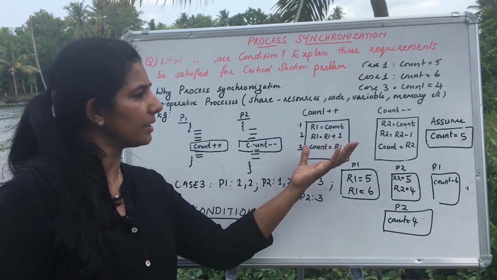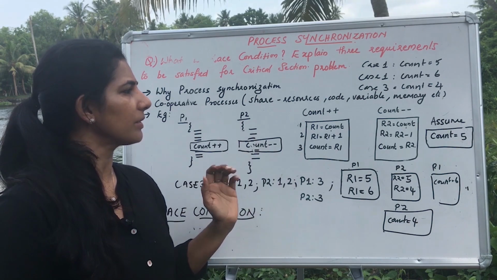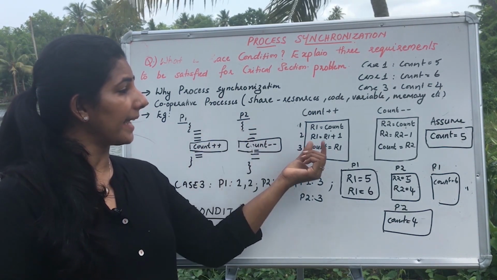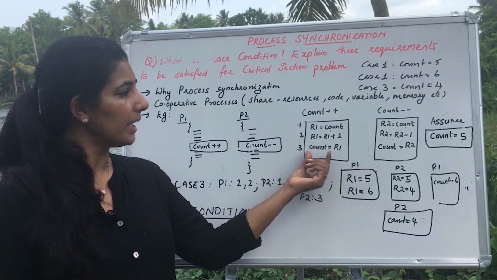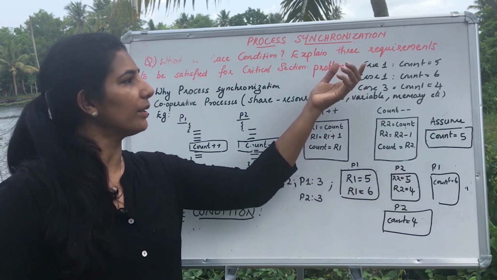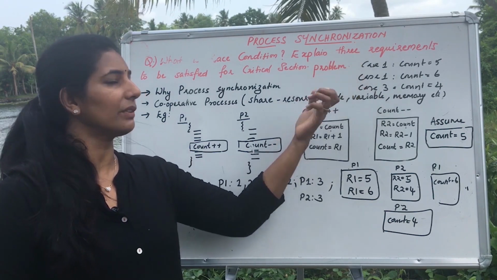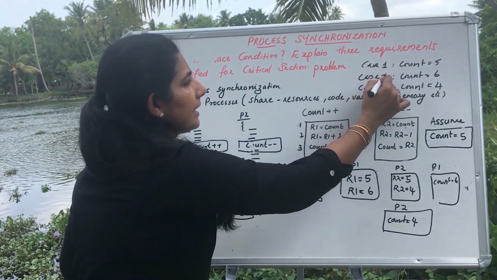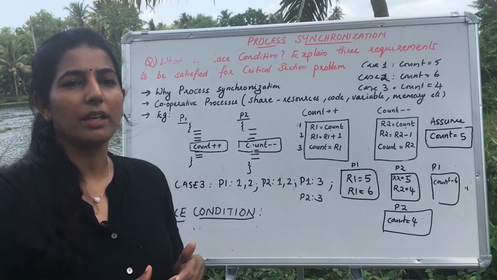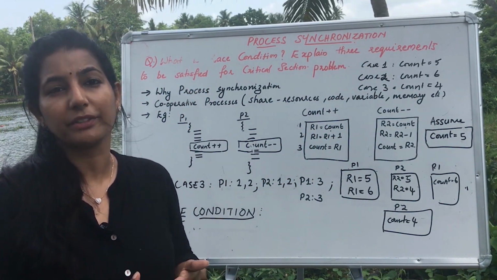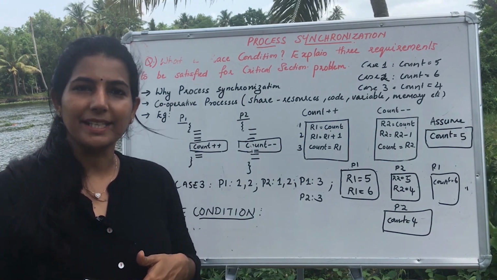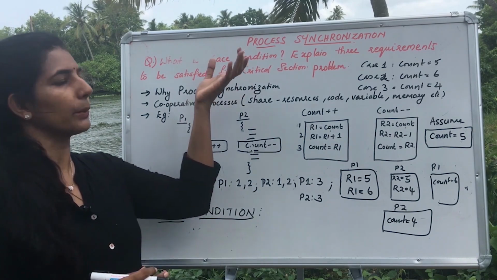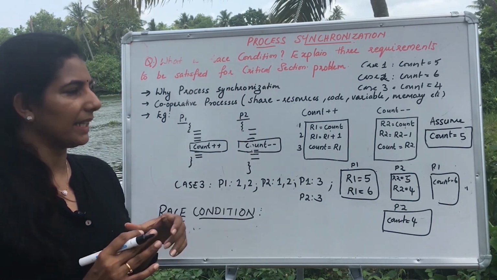So, we have got a situation over here: several processes, and I have taken only two processes over here, P1 and P2, and they access the common data, that is count, and the outcome is based on the order of execution. Case 1 gives me a different answer, case 2 gives me a different answer and case 3 gives me a different answer. So, based on the order of the execution I get a different answer, which is nothing but the race condition.